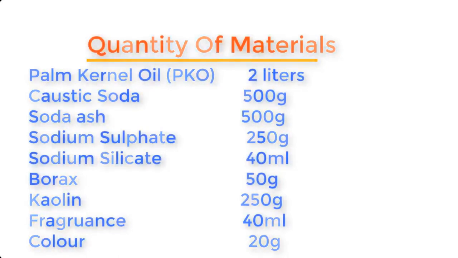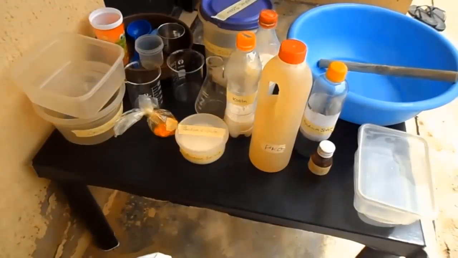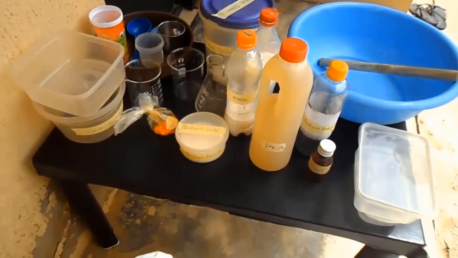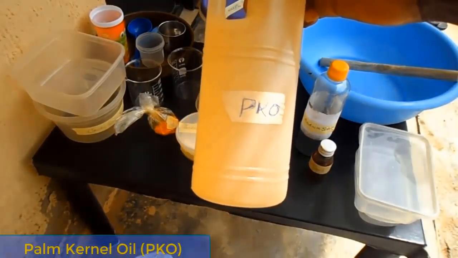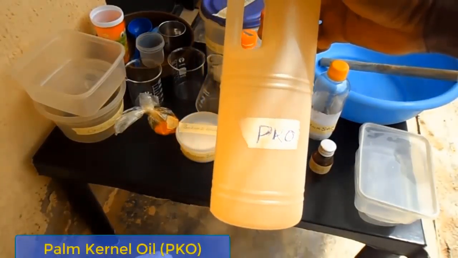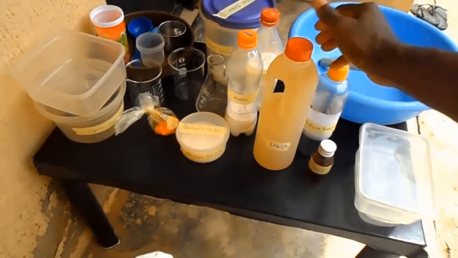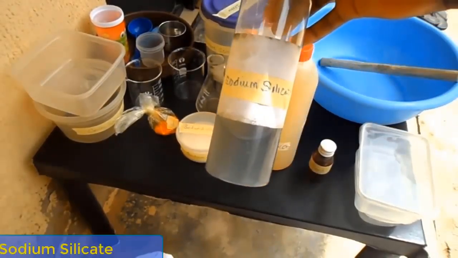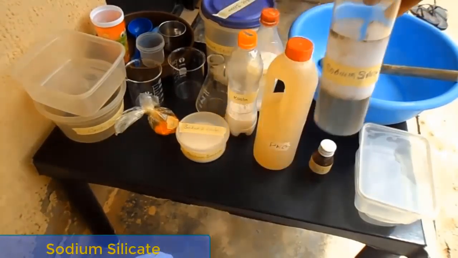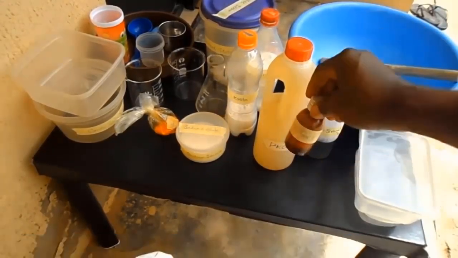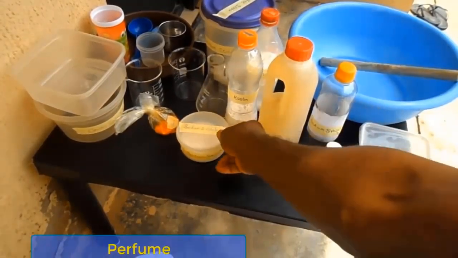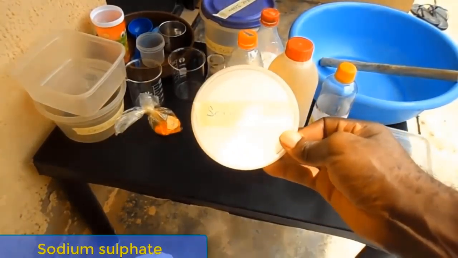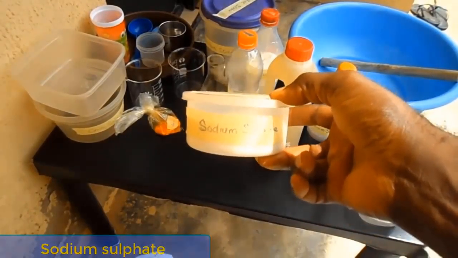Now let me introduce you to the chemicals and equipment we will be using in this particular production. This is our palm kernel oil, also called the PKO. And this is our sodium silicate. This is our perfume, the perfume we're using to add fragrance to the soap. And this is sodium sulfate.